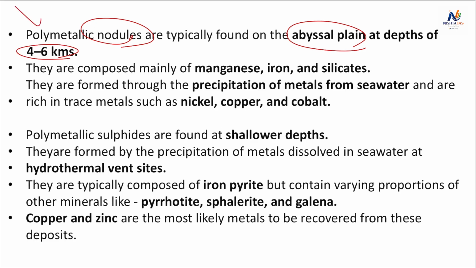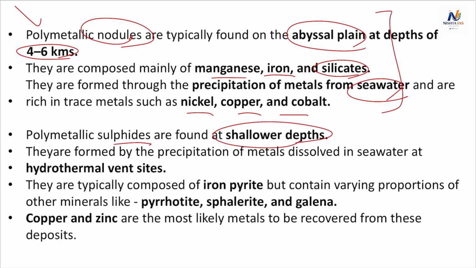So earlier we got, friends, these are the polymetallic nodules for which we got the permission earlier, and they are present in the abyssal plains, and they are composed mainly of manganese, iron and silicates, and they are formed through the precipitation of metals from seawater and are rich in trace metals such as nickel, copper and cobalt. Anyway friends, composition we don't think they will be that different. Basically remember here, that is about the abyssal plain.